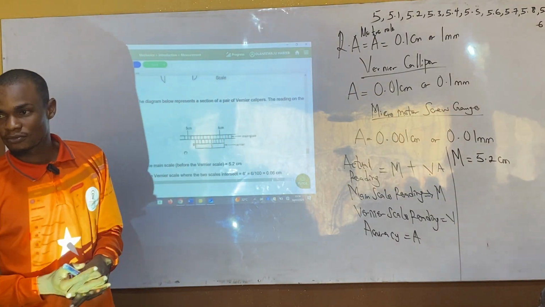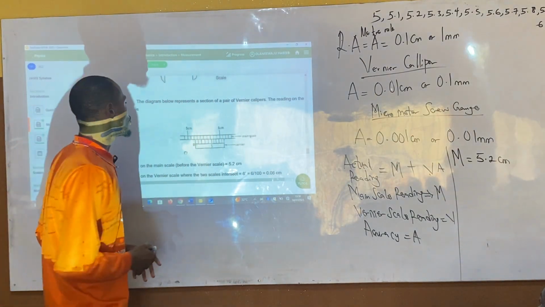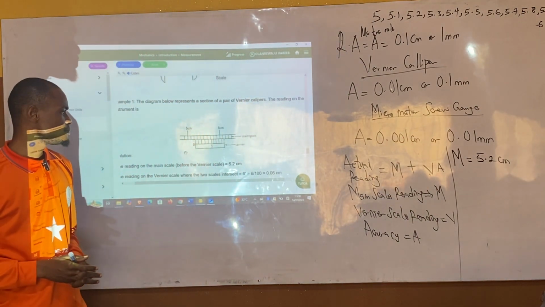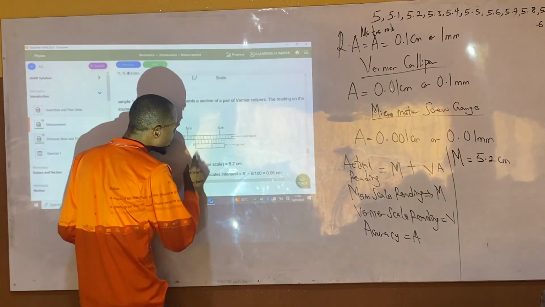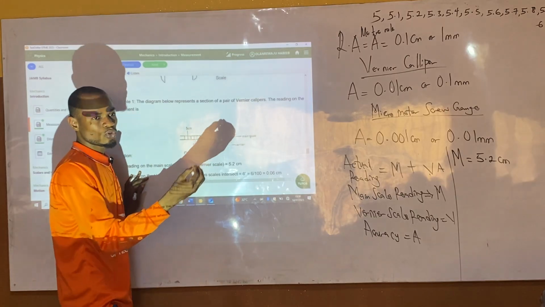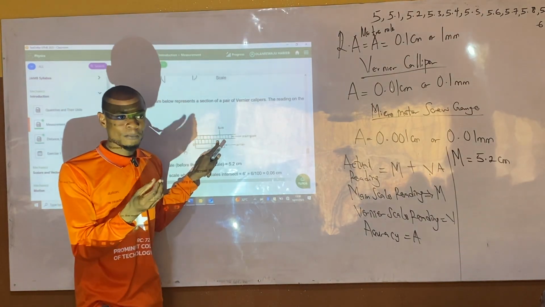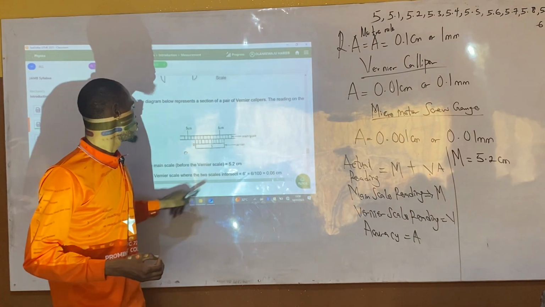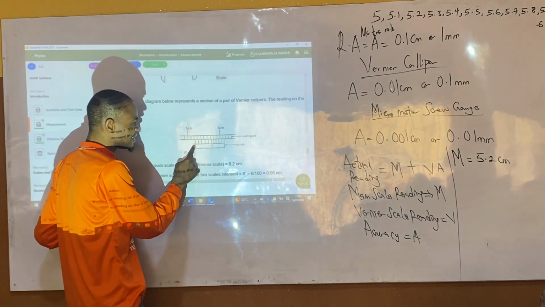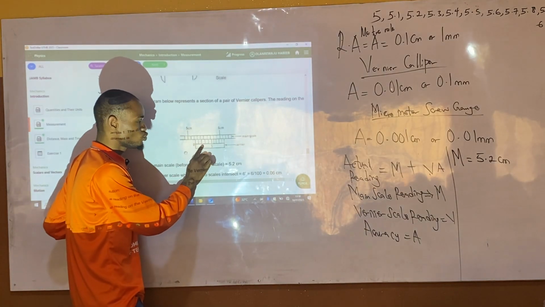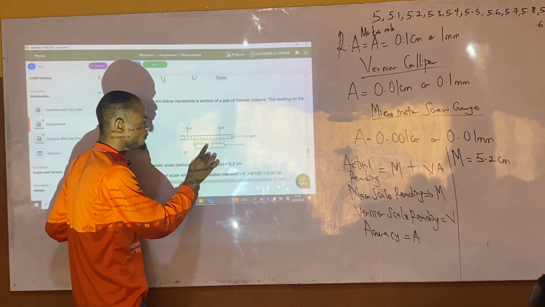Class, so we need to check the vernier scale reading. What is the value between here and here? 1, 2, 3, 4, 5. This one is read in odd numbers. They are odd numbers for vernier scale reading. So therefore, this is 0. This line is 0 for vernier scale. Then 1, 2, 3, 4.